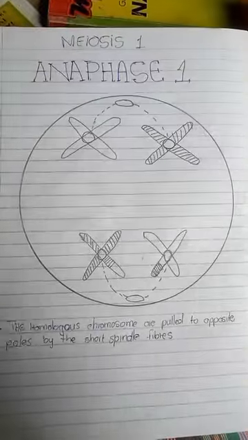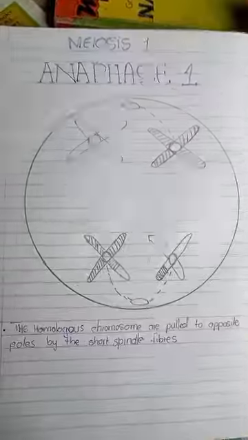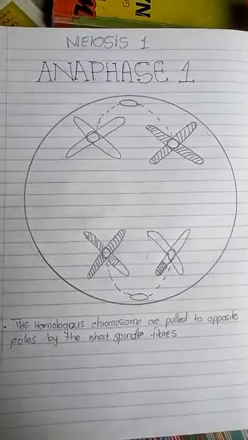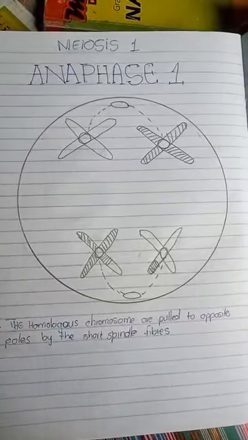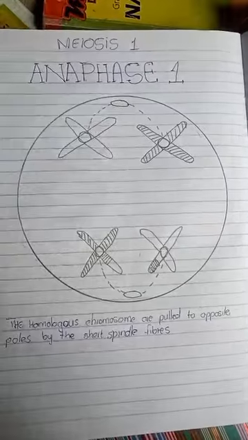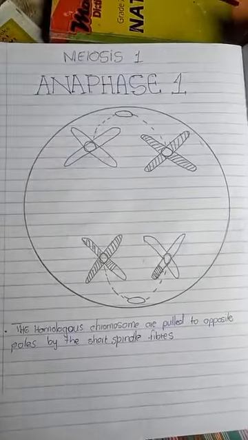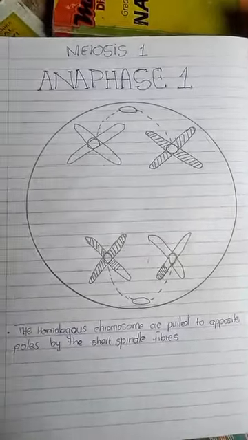So, previously we ended up at Metaphase 1 of Meiosis 1. Now we're continuing where we found out in Metaphase 1 that the homologous chromosomes will randomly align at the equator, and then the spindle fibers will attach to the centromeres. Now we find out what happens next in Meiosis 1: Anaphase 1.